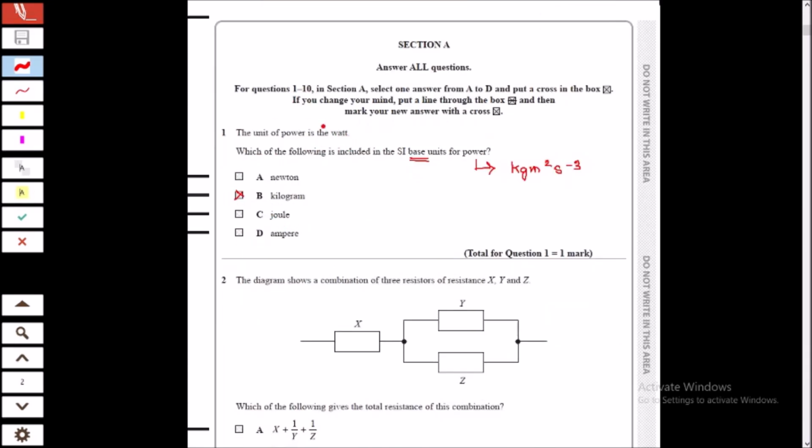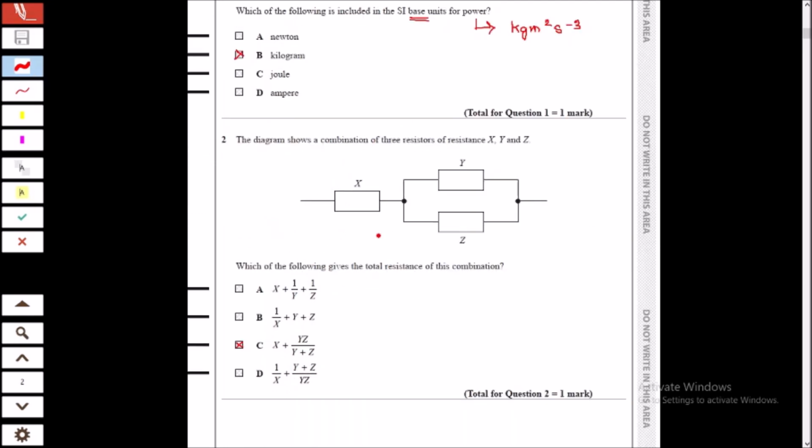The unit of power is the watt. Which of the following is included in the SI base unit for power? The base unit for power is kg m² s⁻³. Therefore, we have kg. So kg, meter or second could be the answer, but we have kg here, so kg is the answer.